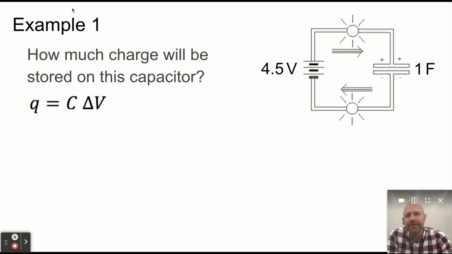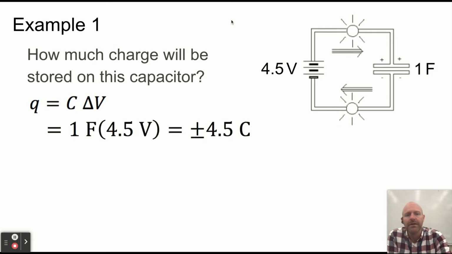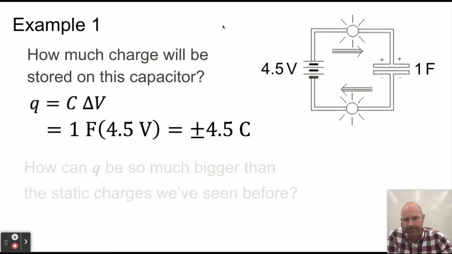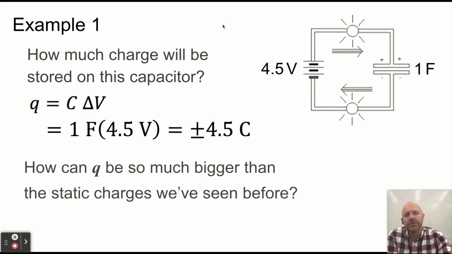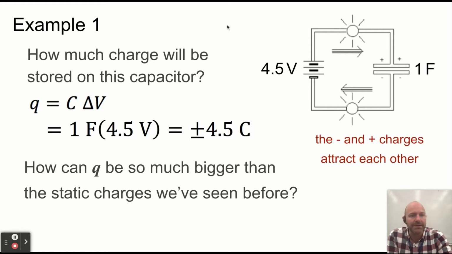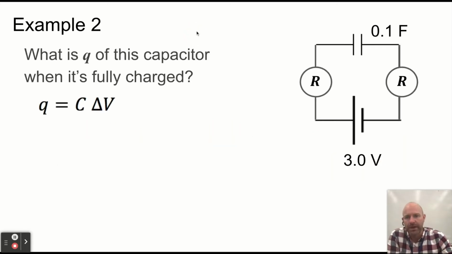So a quick example of this: how much charge will be stored in this capacitor? This is the example we did, right? 4.5 coulombs of charge, positive 4.5 on one side, negative 4.5 on the other. So these are big amounts of charge, right? We've been looking at nano and microcoulombs, that kind of thing. And the reason that this can be so much bigger is you're storing a lot of charge, and we are actually having the charges attracted to each other. The positive and negative are pulling each other towards one another, right?